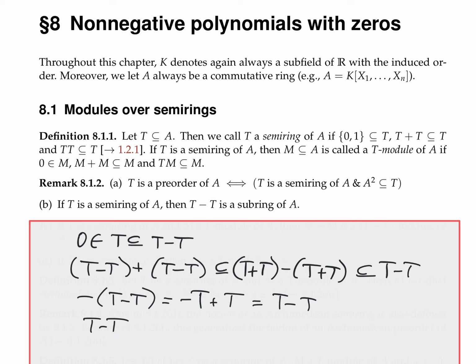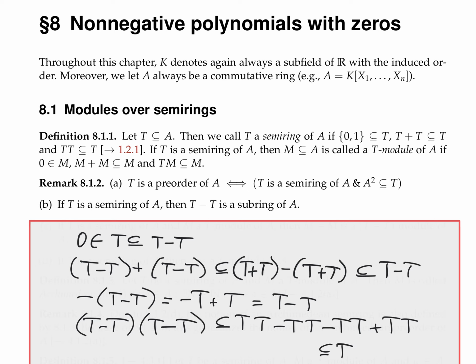Why is it closed under multiplication? Using distributivity, it's contained in T minus T times T minus T. Minus times minus gives plus, so this is contained in T minus T minus T plus T, and this is contained in T minus T. And it contains 1 because 1 is an element of T, and therefore also of T minus T. So it's really a subring of A.